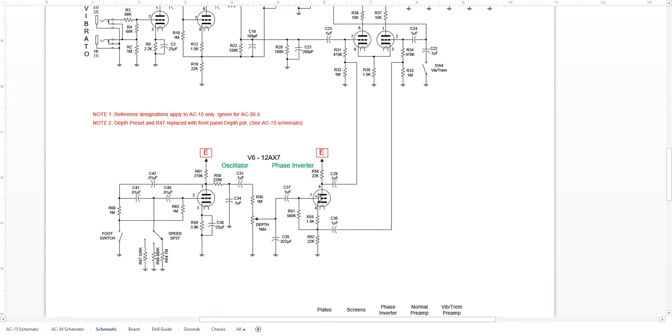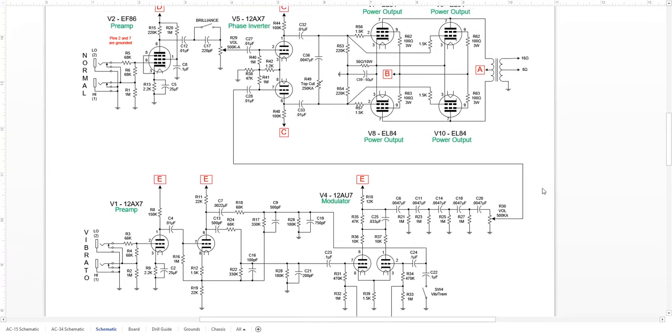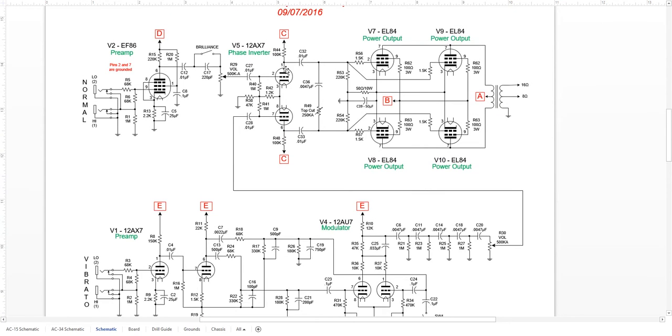So here it is. It's got the oscillator, the phase inverter for the oscillator. That goes into the modulator and the preamp section of the vibrato channel, which then feeds up into one half of the phase inverter of the main circuit, and the preamp of the EF86 side with a brilliant switch and into that other half of the phase inverter. And they both will then go through the typical phase inversion process and split into each other's sides so that they will blend those two together and then into the power tubes.